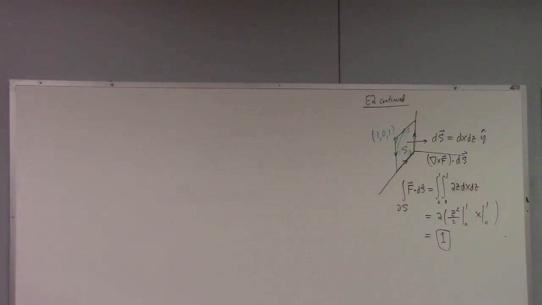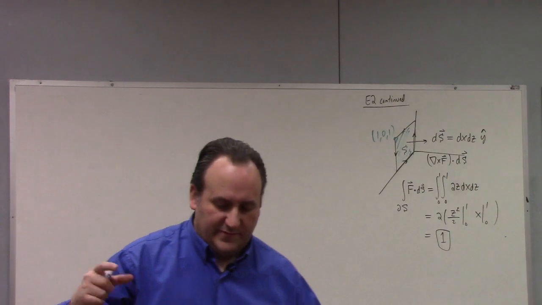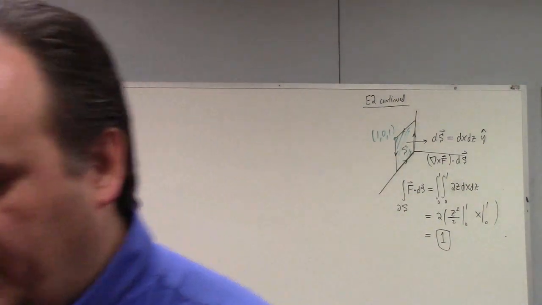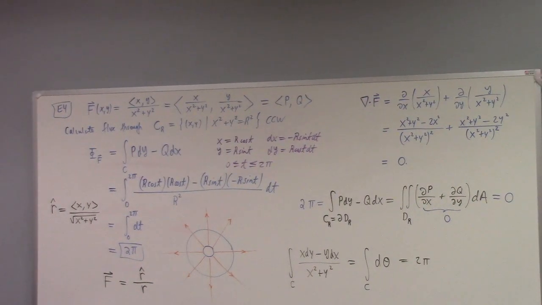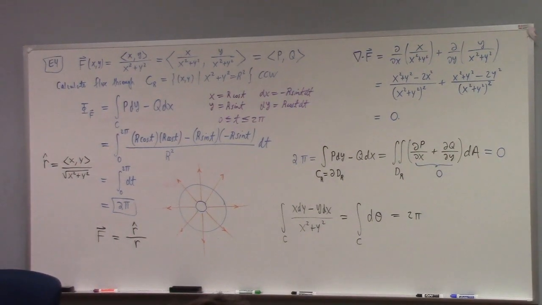In order to do this, instead of doing it over the whole disk, I'd have to punch a little hole out in here. I'd have to take it inside. Look at this annulus. On this annulus, the vector field's defined, and on the annulus I could apply Green's theorem. But no matter how small that inner loop is, you're going to pick up a minus 2 pi. It's funny. You're going to pick up a minus 2 pi.